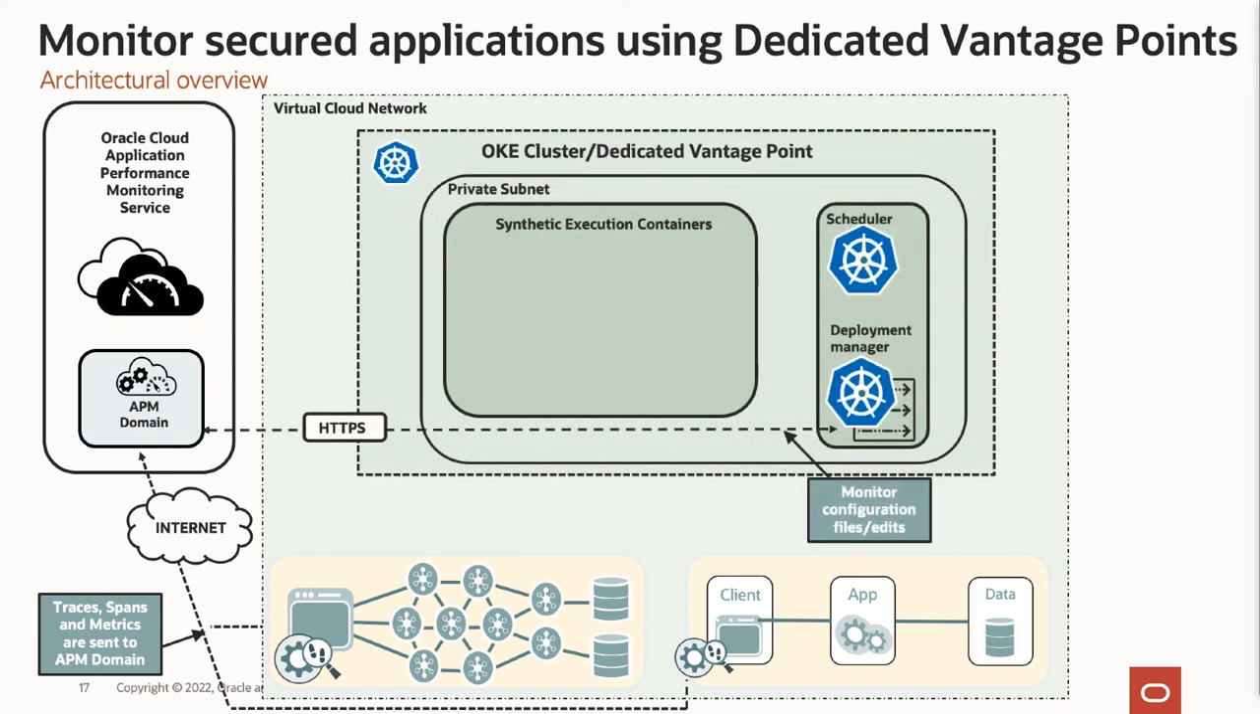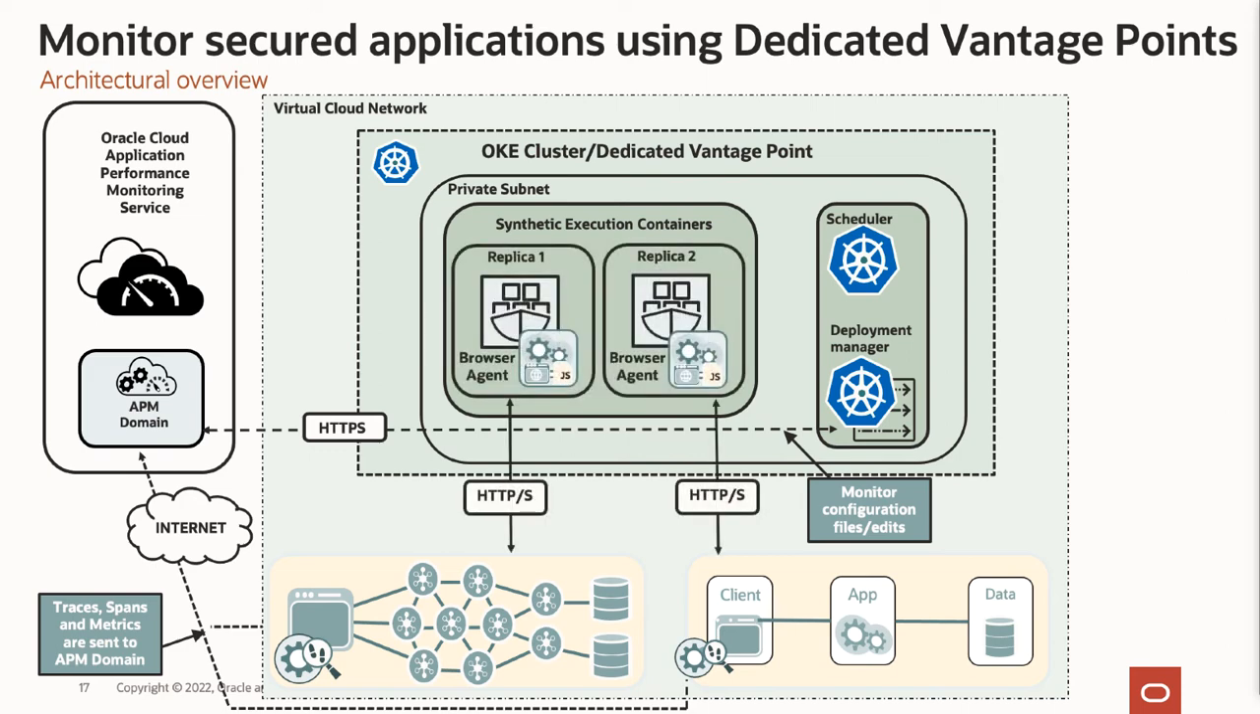When deploying a dedicated vantage point, an Oracle Container Engine for Kubernetes, or OKE cluster, is automatically deployed inside your compartment. This connects to the VCN where your applications are running. The deployment includes Scheduler and Deployment Manager, which orchestrate deployments of individual monitors in your dedicated vantage point. When a monitor is created and scheduled to run on your dedicated vantage point, a Docker image is created that runs your monitor at the scheduled intervals. Once a monitor is executed, the dedicated vantage point will communicate with your APM domain and provide metrics, browser logs, network trace data, screenshots, and HAR files.